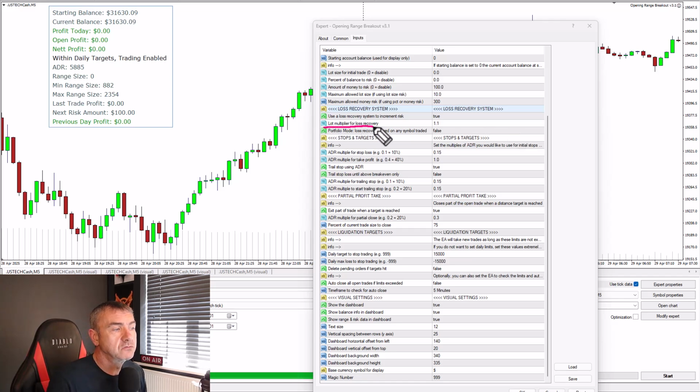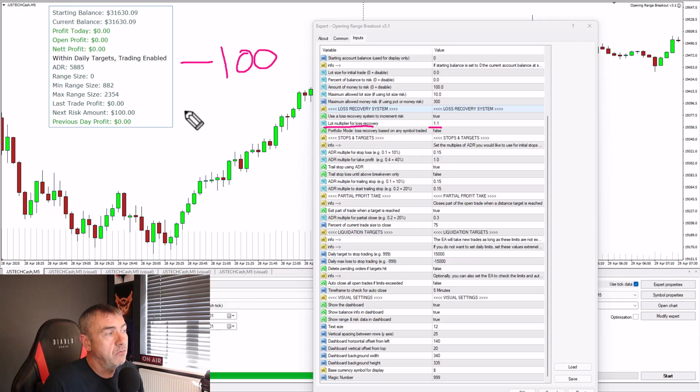So it has a lot multiplier for loss recovery. So if you were, for example, to make a loss of $100 on your first trade and you had a loss recovery multiplier set to 1.1, the EA will automatically risk 110 on the next trade for you.